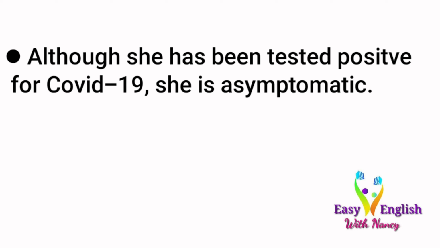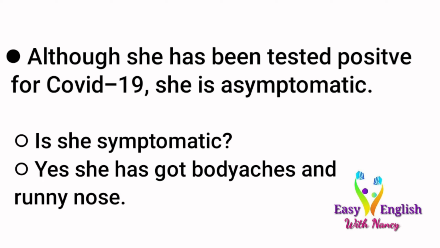Examples. Although she has been tested positive for COVID-19, she is asymptomatic. Is she symptomatic? Yes, she has got body aches and a runny nose. The second word that we have today is the word outbreak. Outbreak means the sudden occurrence of something, and of course something unwelcome, like a disease or war, for example. So I can say the outbreak of the coronavirus or the outbreak of World War II, okay?